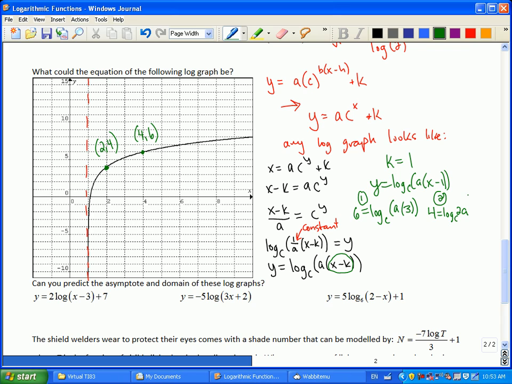Okay, so we're going to try the same strategy, which was to write them as a fraction. So if I have 6 over 4, that's the same thing as log base c of 3a and log base c of 2a. Oh, and I'm sorry, that should just be an a, right? My apologies. If I put in x equals 2, 2 minus 1 would just be an a.